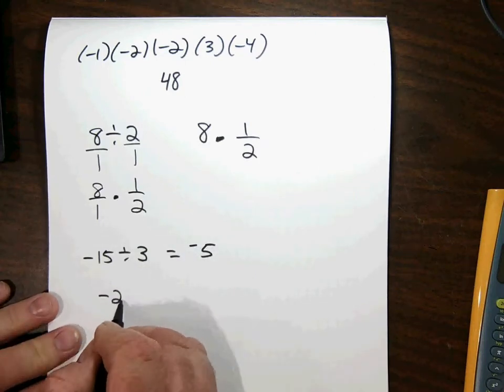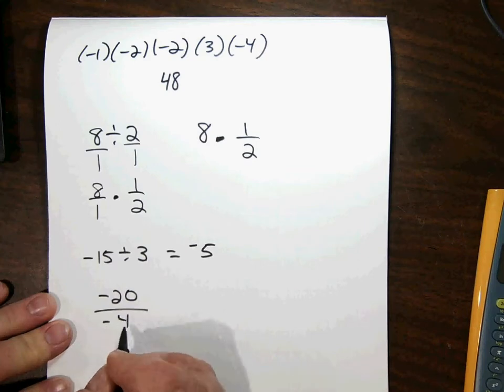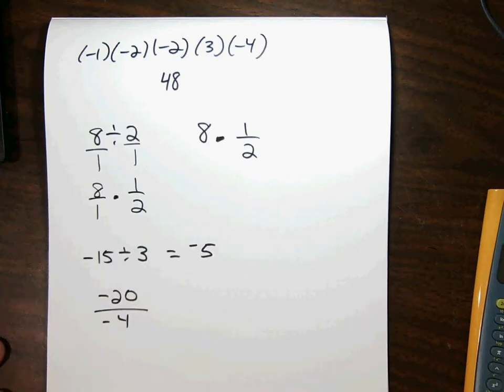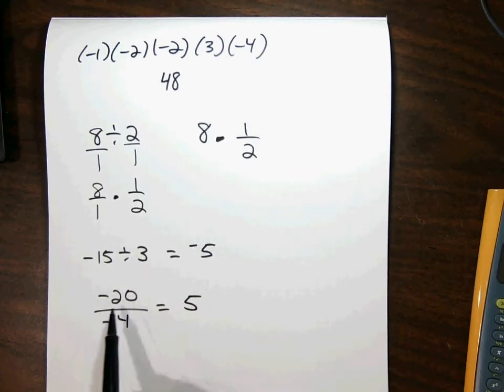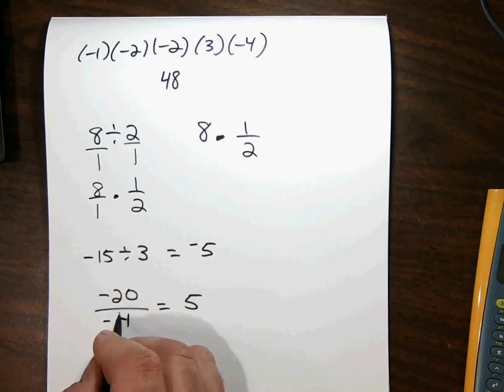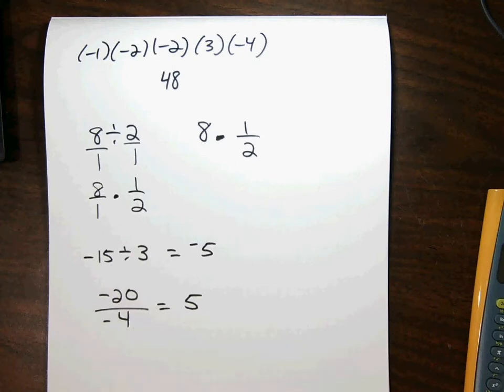Okay, maybe I'll write it as a fraction. Negative 20 divided by negative 4. Well, I've got two negatives being divided, so the answer's got to be positive. Okay, and again, back to the fractions. To make a fraction negative, it's only got one negative sign. This fraction has two negative signs, so it's actually a positive number, because negative divided by negative is positive. Okay, so a fraction only has one negative sign.